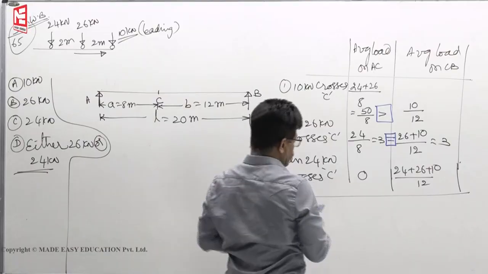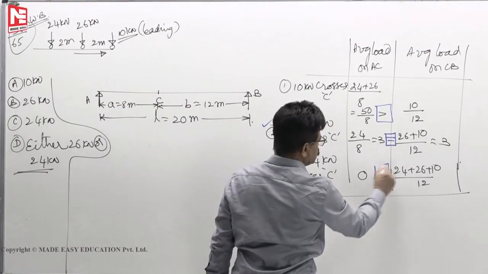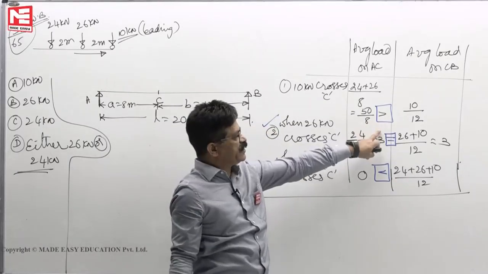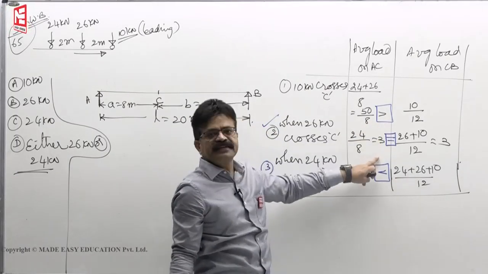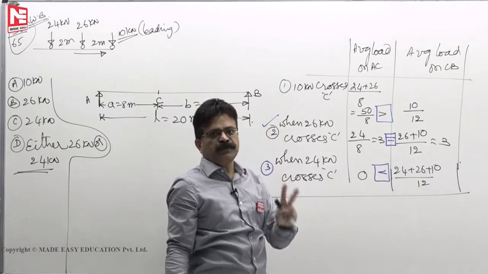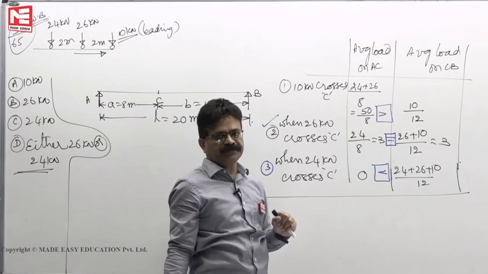Okay, now what happens here? The equal to symbol changes to less than. 0 is less than this. So the first change of sign happened here, the second change of sign happened here. That means you will get two equal maximum bending moments, under 26 and also 24.